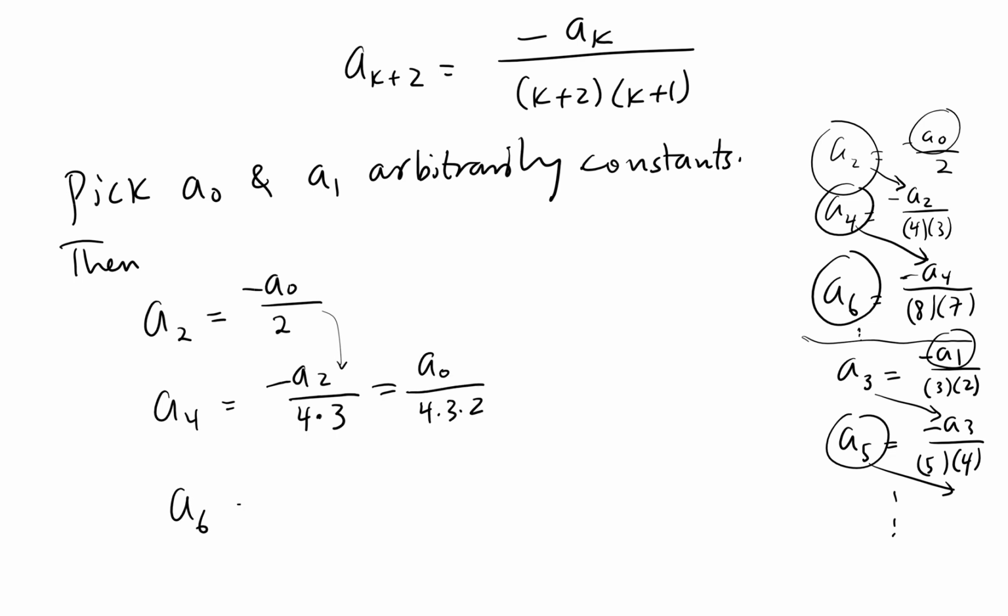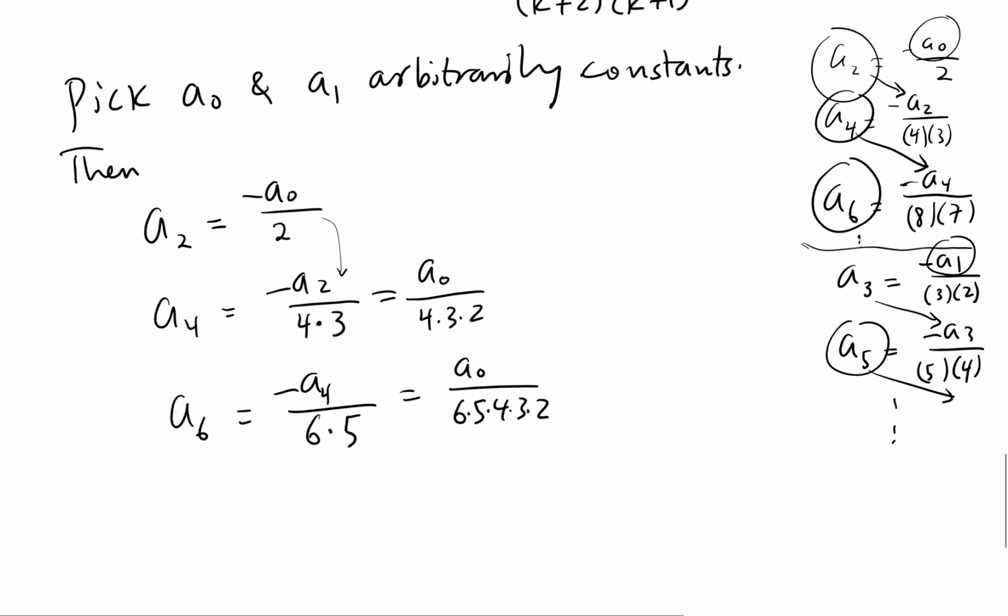If I find a6, that's negative a4 over 6 times 5. And then I can replace a4 with a0 over 6 times 5 times 4 times 3 times 2. That's what I have so far. And this can go on and on.